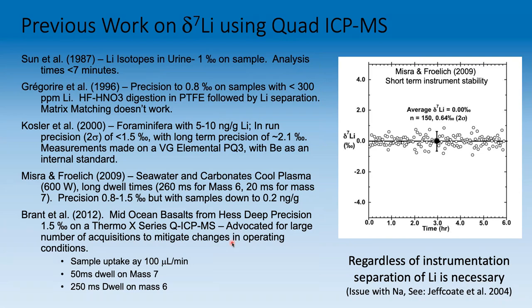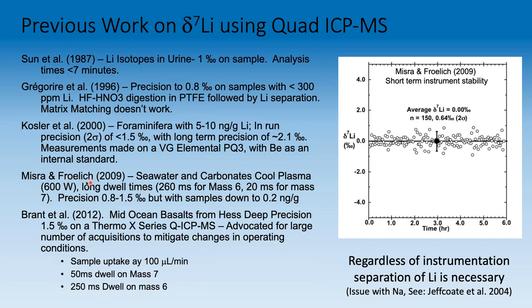And what they found is that the matrix matching doesn't work. And I wrote down here that the lithium separation is necessary. There's an issue with the matrix with sodium, so we need to get rid of that. There was some work in the 2000s. They brought the sample size way down with a precision of less than 1.5 per mil, long-term precision about 2 per mil.